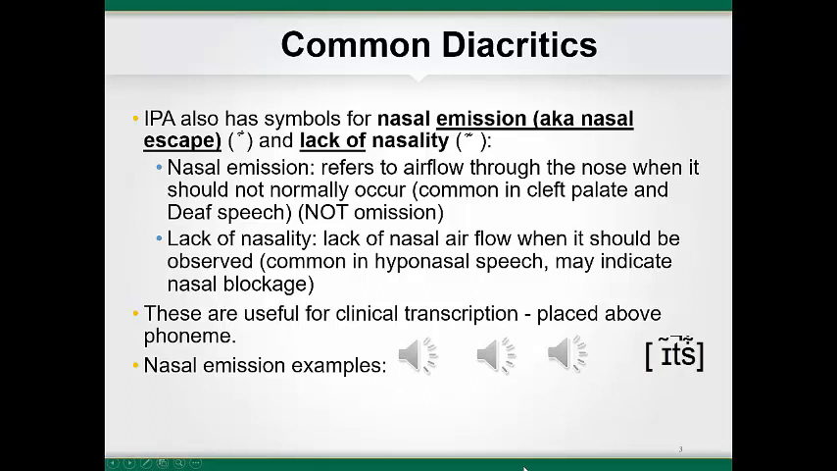In this example, you can again hear some frication on the S, but also the airflow through the nose. You may also hear nasal airflow in other consonants than fricatives, such as stops and affricates especially, in clinical examples.